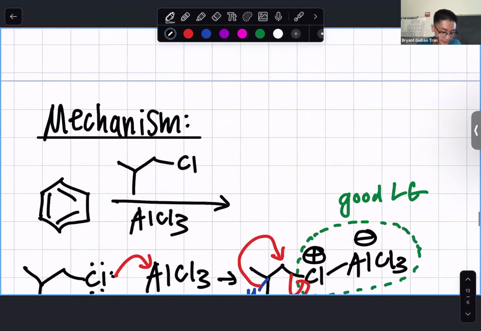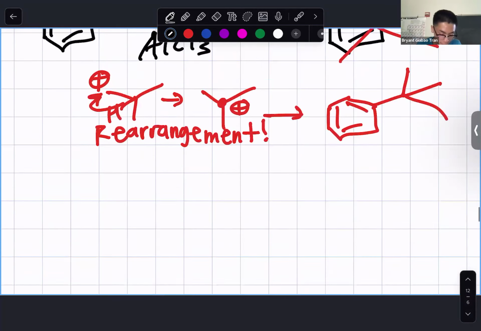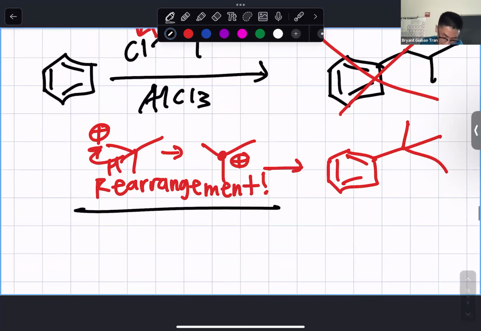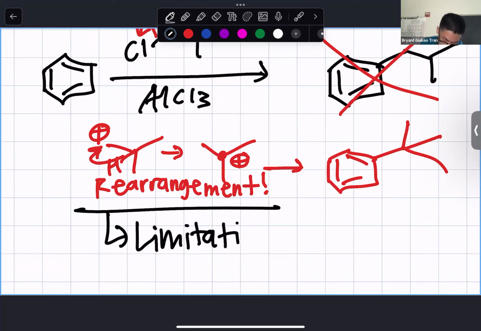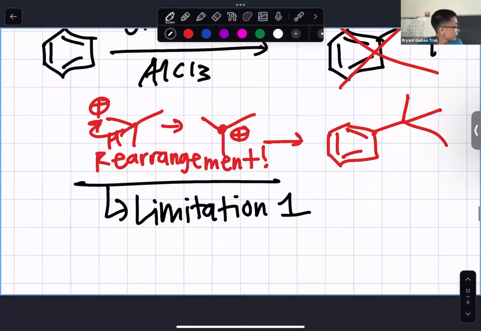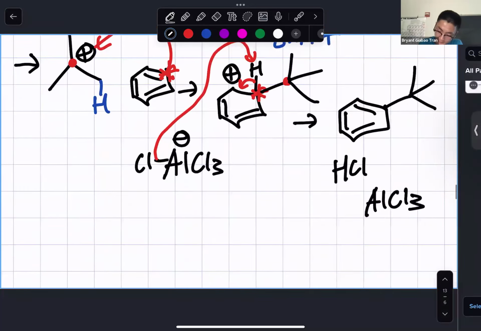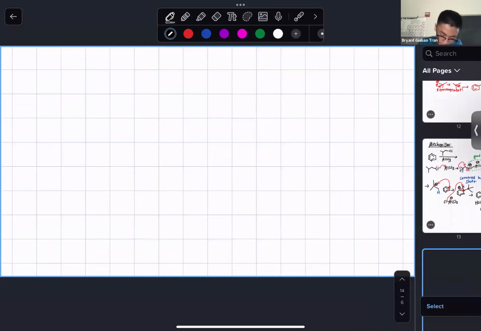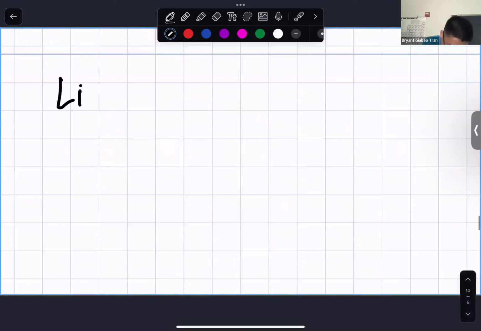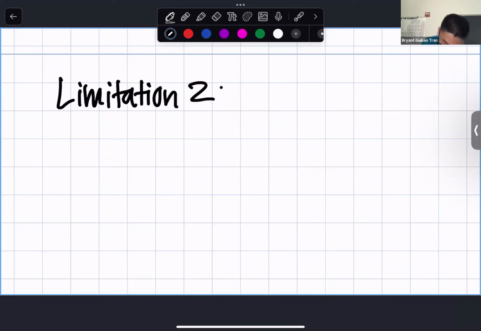We covered the first limitation already, or one of the limitations, which is rearrangement. So that, let's say it's limitation 1. Okay. The other limitation is over-alkylation. Limitation 2, over-alkylation.